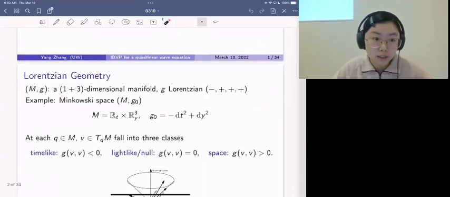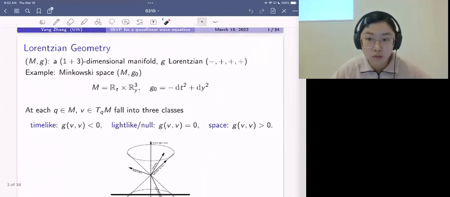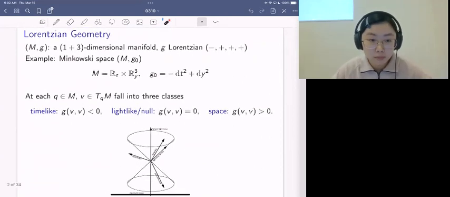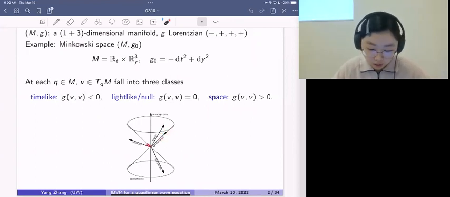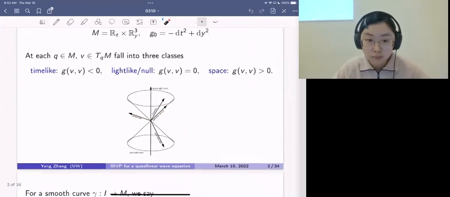We consider semilinear or quasi-linear wave equations on a Lorentz manifold. Suppose M is a four-dimensional manifold and g is a Lorentz metric with signature minus plus plus plus. One example of a Lorentz manifold is the Minkowski space. For each point q in the manifold, the tangent vectors fall into three classes: the time-like vectors, the light-like vectors, and the space-like vectors.